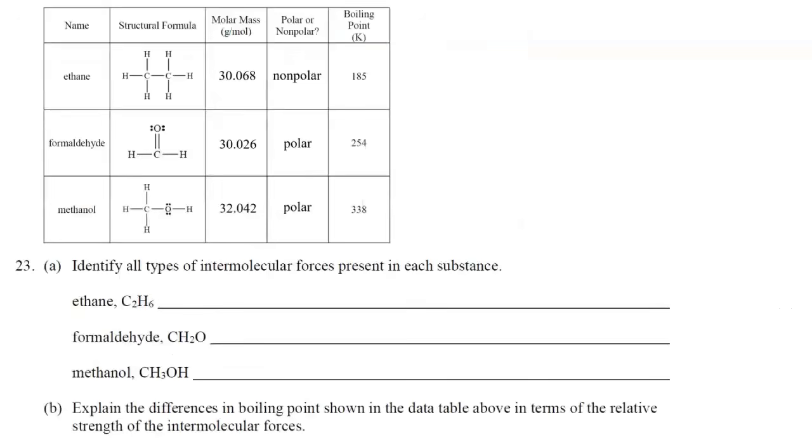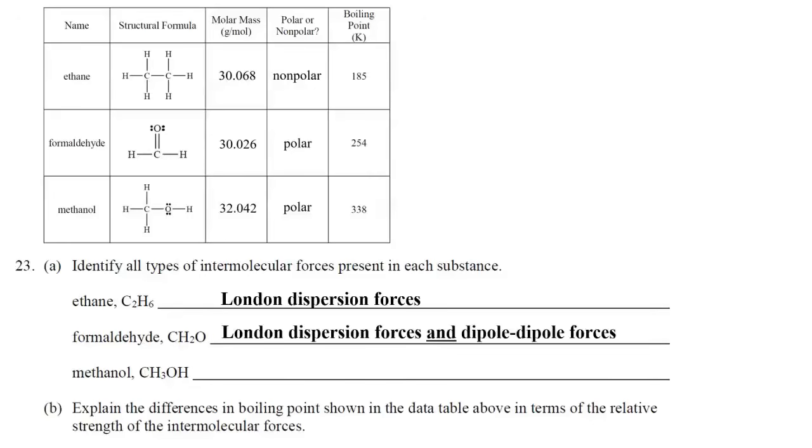Now, in number 23, part A, we have to identify all types of intermolecular forces present in each substance. Since ethane is nonpolar, it would only experience London dispersion forces. Since formaldehyde is polar, it would experience both London dispersion forces and dipole-dipole forces. And you'll notice in methanol, there is a hydrogen directly bonded to an oxygen, so it's capable of experiencing hydrogen bonding interactions. It's also polar, so it experiences all three: London dispersion forces, dipole-dipole forces, and hydrogen bonding.